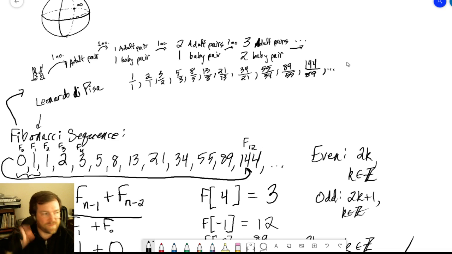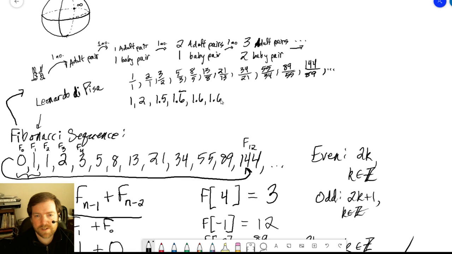If we were to look at the successive values of these things, we end up getting, 1 over 1 is 1, clearly. 2 over 1 is 2. 3 over 2 is 1.5. 5/3 is 1.6 repeated. 8/5 is 1.6 exactly. 13/8 is 1.625. 21/13 is 1.6153846, and actually that's repeated. So 615384 is repeated.